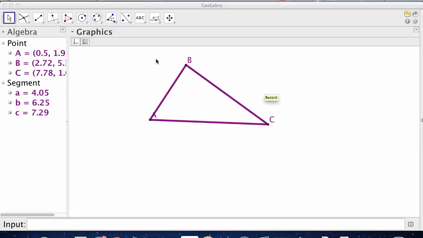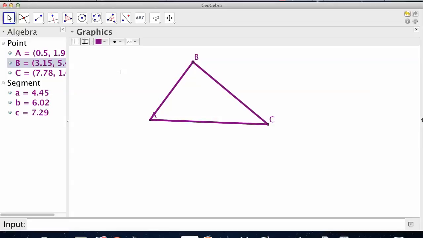Now, this is the hardest set of lines to draw because they really overlap each other in strange ways. We want to draw three altitudes. And again, altitude is the shortest, perpendicular distance from a vertex to a side. There's one that goes from B down to AC, one that goes from A over to BC, and one that goes from C over to BA.